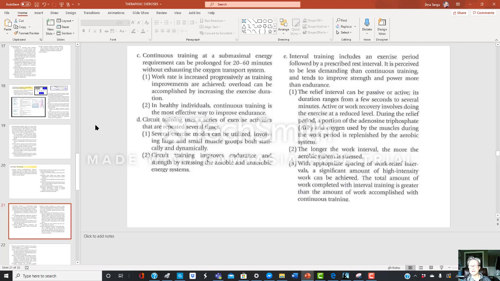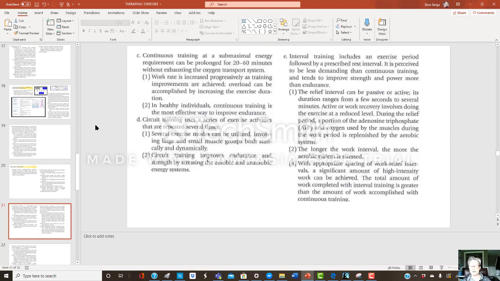Interval training includes an exercise period followed by a prescribed rest interval. It is perceived to be less demanding than continuous training and tends to improve strength and power more than endurance. A relief interval can be passive or active. Its duration ranges from a few seconds to several minutes. Active or work recovery involves doing the exercise at a reduced level.